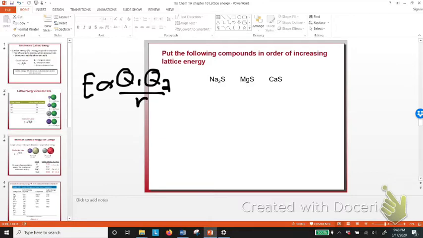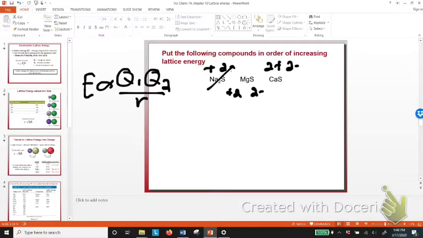So first we need to figure out what the charges are. Sodium is a +1 charge, sulfur is a -2, magnesium is a +2 and a -2. So notice they all have sulfur. So we have a +2 and a -2. So right away, based on charge, sodium sulfide cannot be the answer. So with magnesium sulfide versus calcium sulfide, they both have the same charge. Because remember, the higher the charge, the stronger the ionic bond.